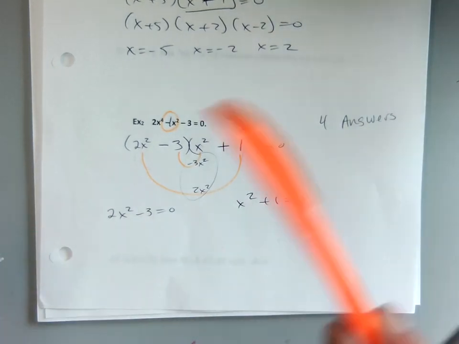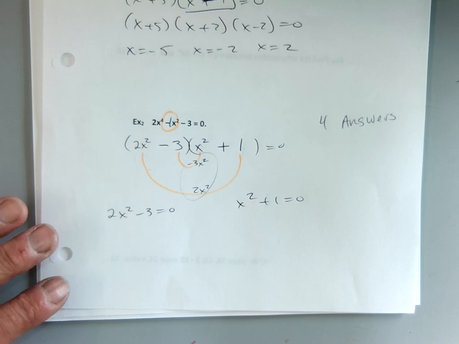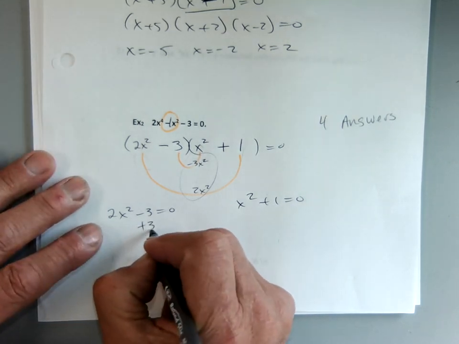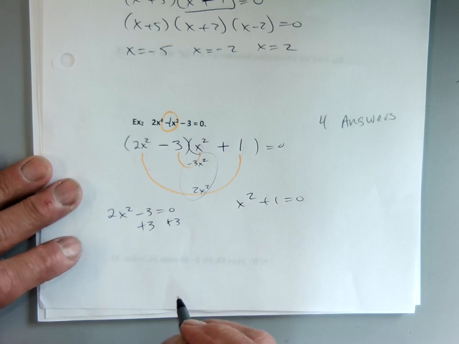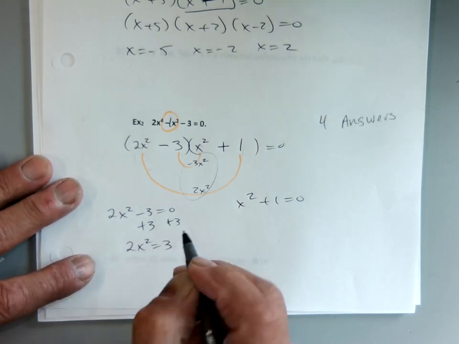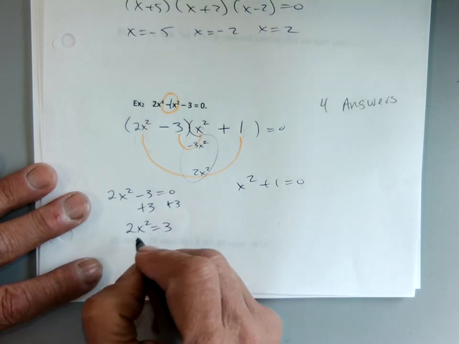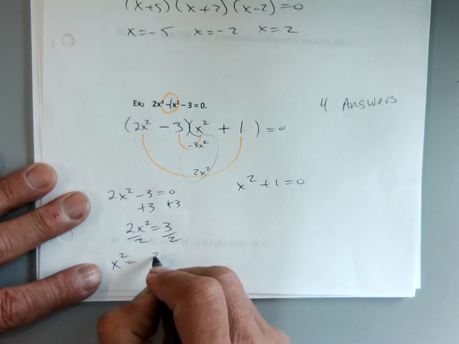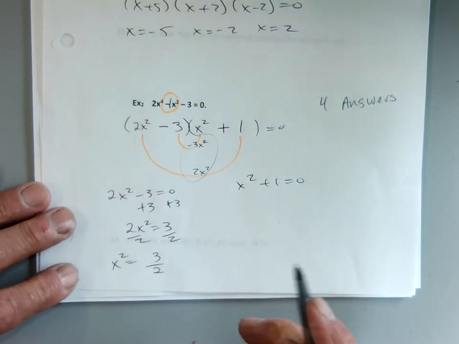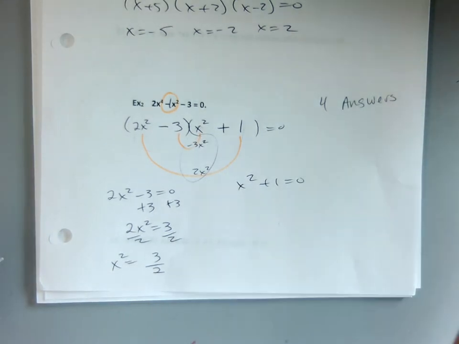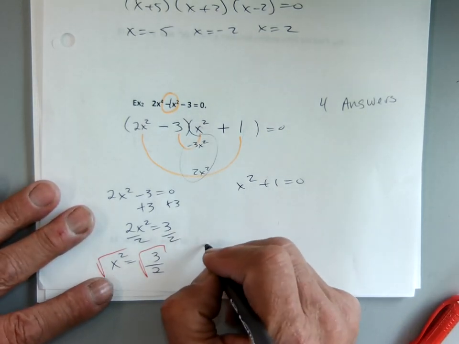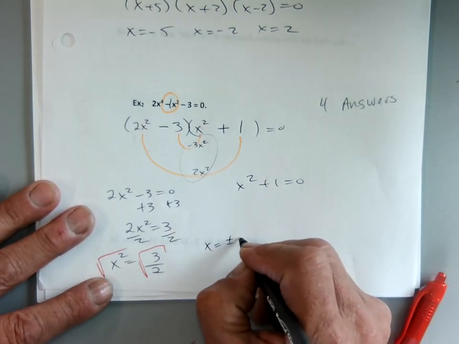So let's solve. All right, I'll wait for you because I think I'm getting ahead of you, aren't I? So I'll go plus 3, 2x squared equals 3. Divide by 2, x squared equals 3 halves. I'm going to square root both sides. How many answers? 2. So I'm going to have x equals plus or minus the square root of 3 halves.